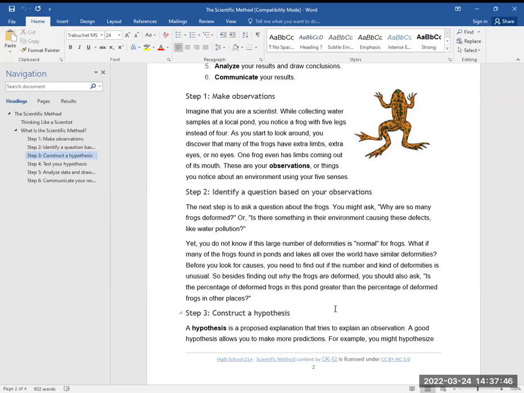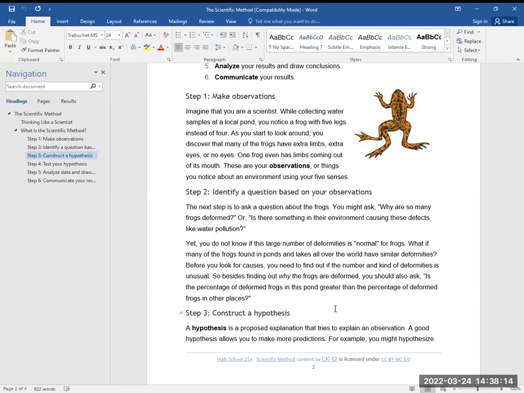So you wonder. And when you wonder, you start asking questions and you start looking for answers. And that's part of the scientific process. And you don't know if this large number of deformities is normal for a frog. So what if many frogs found in ponds and lakes all over the world have the same deformities, right? What if there's a lot of frogs that are like that, but you just don't know it?